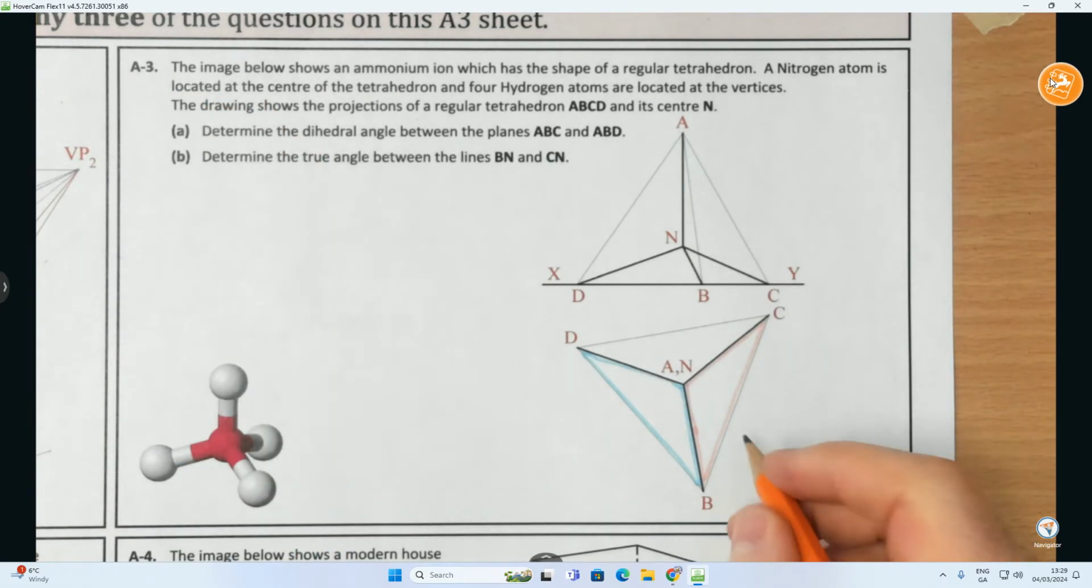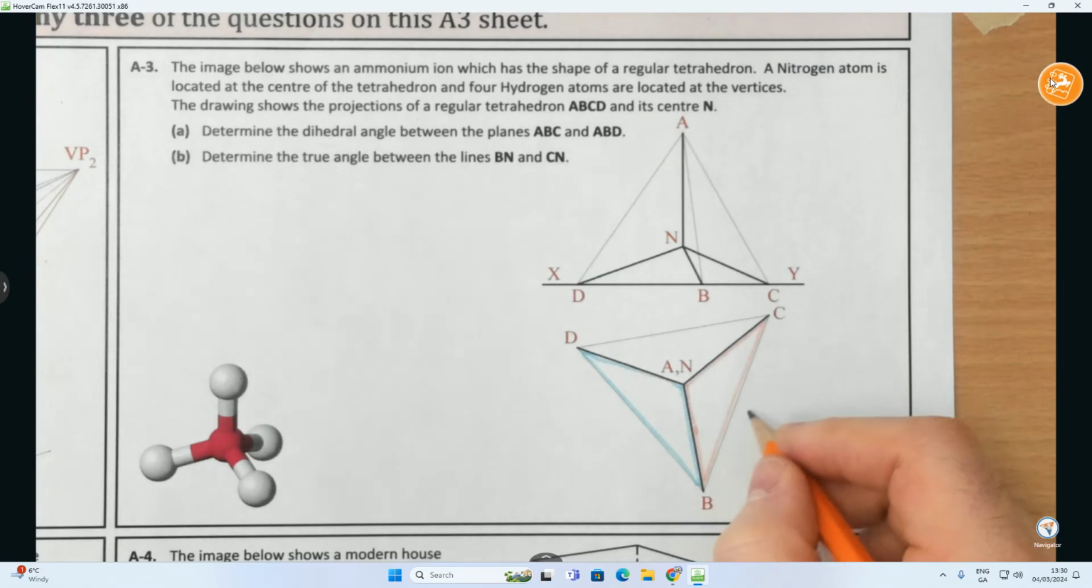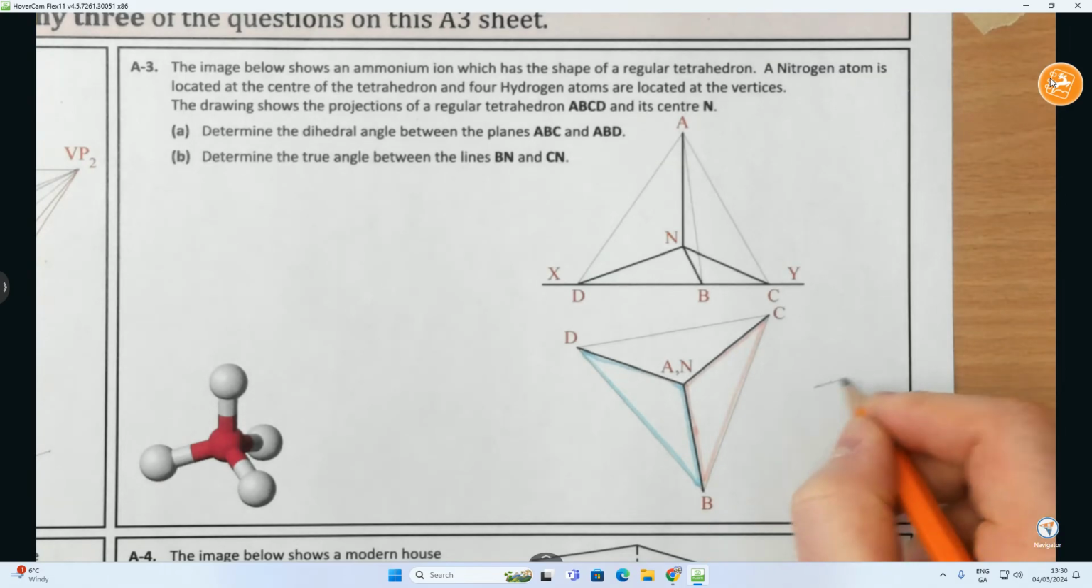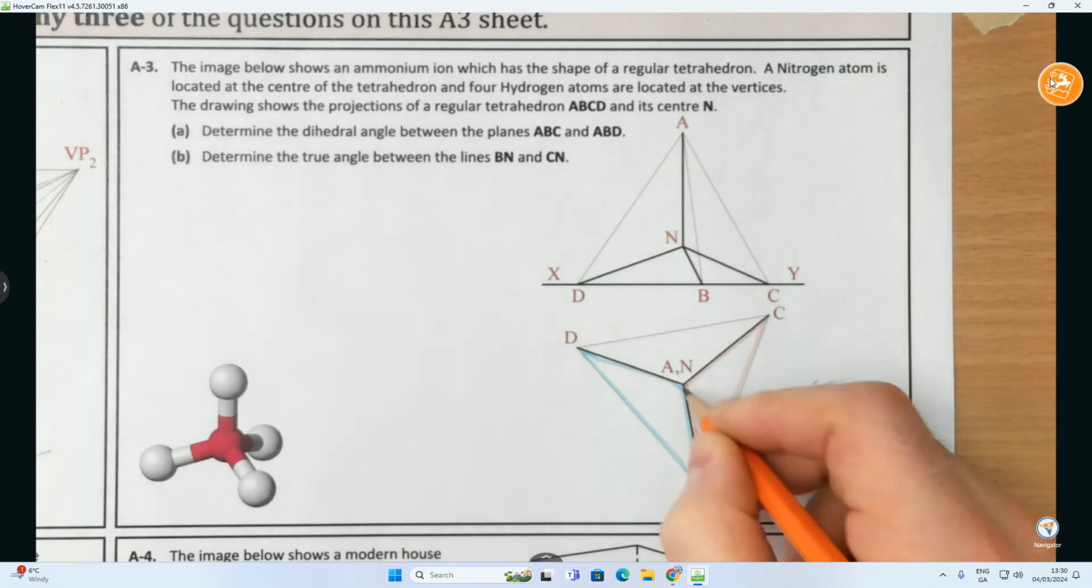So the only way I can see that as a true length is when I do an auxiliary view and I'm going to look perpendicular to it. Now, I'm just looking at this here. Yeah, so I'm going to be looking in this direction, so the direction of the arrow. Okay, I'm going to look perpendicular to that.